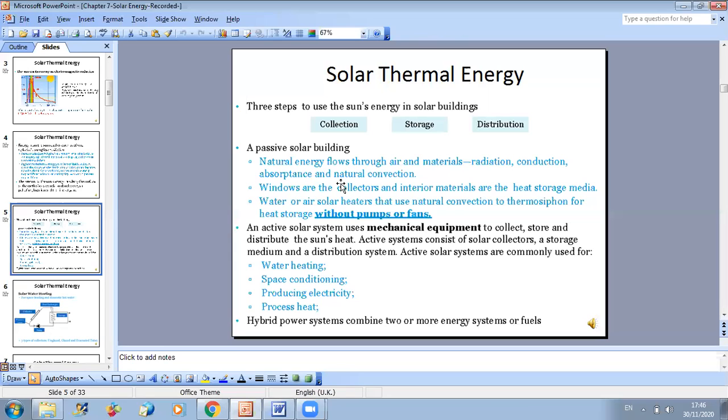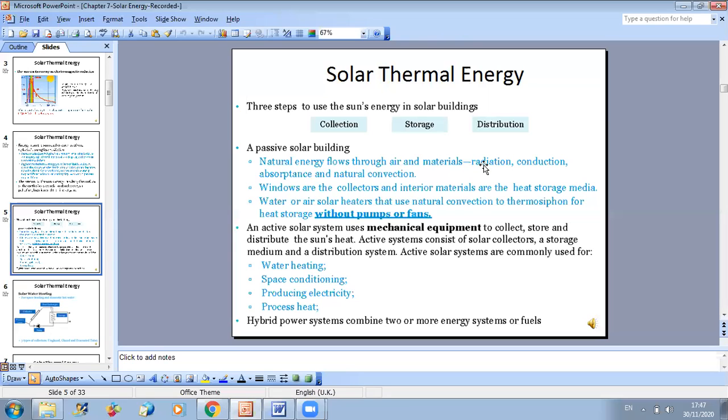In this simple example, what are the collectors? If you have a home, windows are the collector because they allow the energy of the sun to be absorbed and transmitted to the internal space. Okay, so this energy will be stored by interior materials, and we call this thermal storage. If you have heavy materials in your building, they can store this energy, especially when it's not needed.